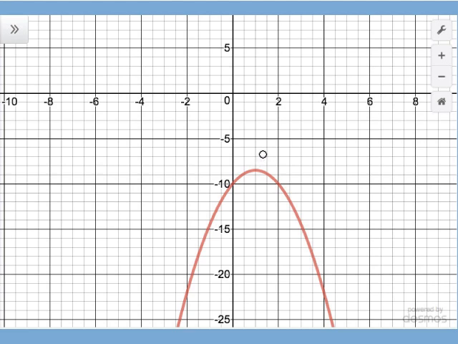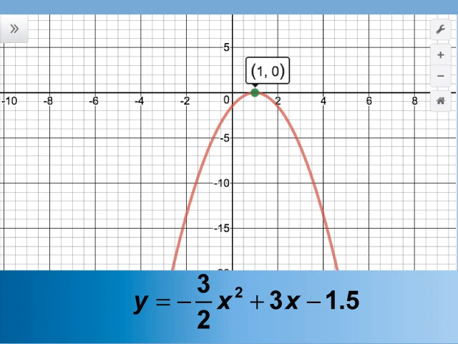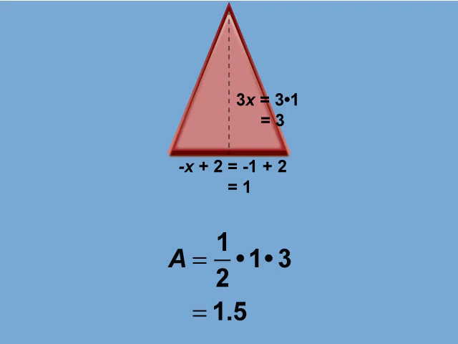What areas are allowable? We have to find a parabola that intersects the x-axis. If you use different values for the constant term, you'll find that the first allowable area is when the parabola intersects the point (1, 0). For a value of x equals 1, the base of the triangle is 1, the height is 3, and the area of the triangle is 1.5. This is the maximum area for this triangle.